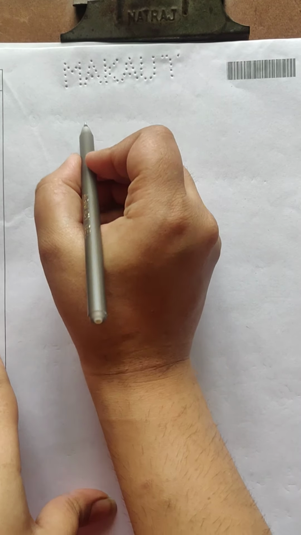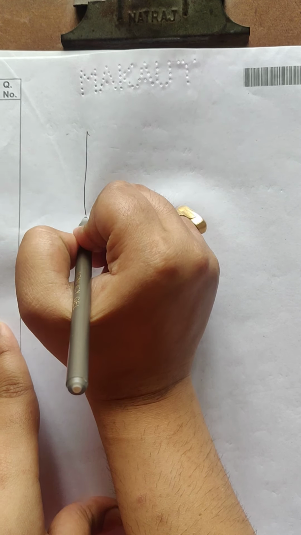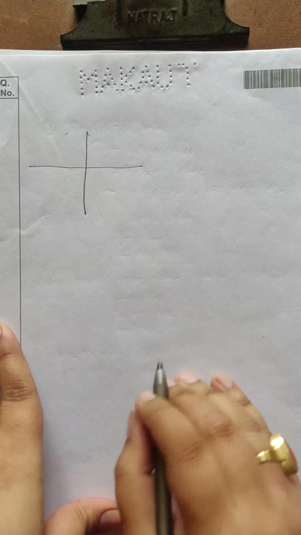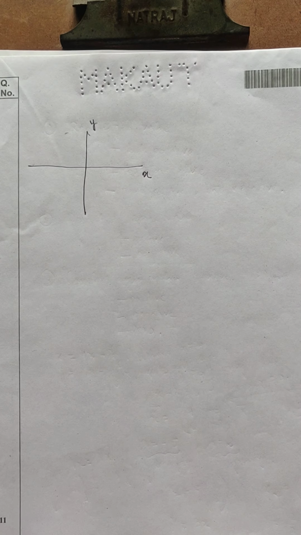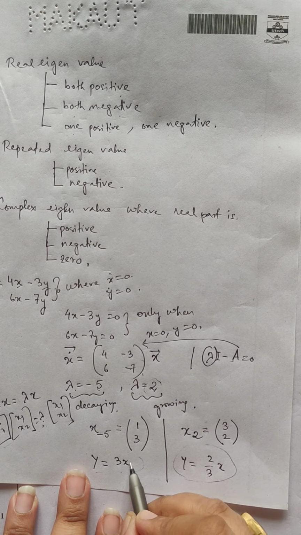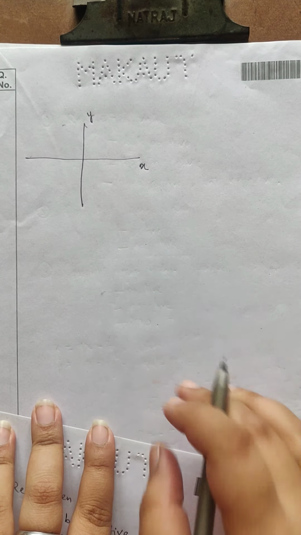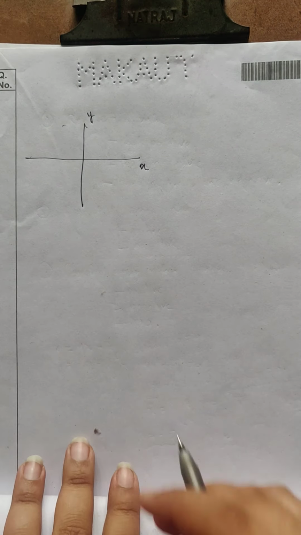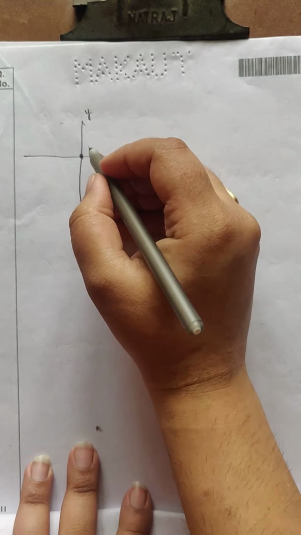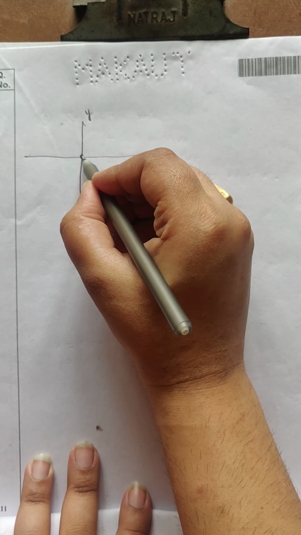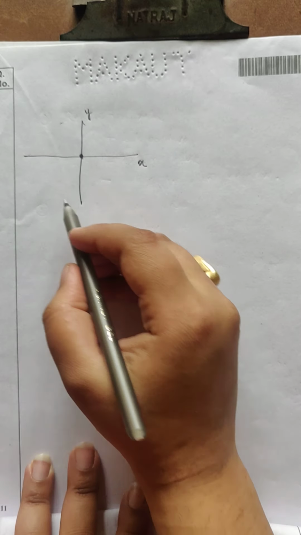Now what do we do? So we draw the phase plane. This is my phase plane and I have phase variables. So now I have two equations. One is y equal to 3x, another one y equal to 2 by 3 of x. Now by plotting these two curves, as I said, the equilibrium point will be y equal to 0 and x equal to 0. So with this initial condition, I will be getting two straight line equations.